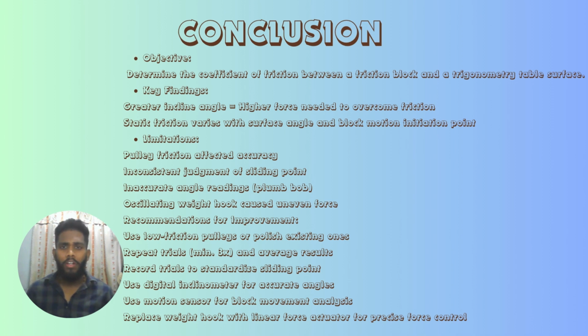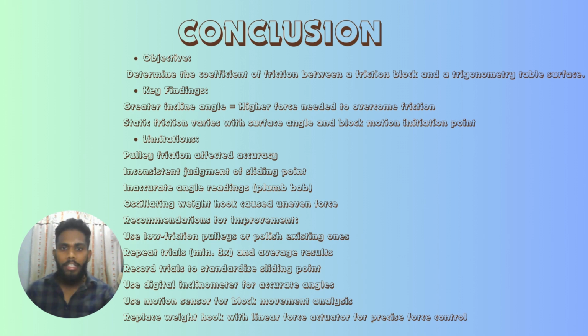Okay, now I'm going to conclude this experiment. The aim of this experiment, friction on the inclined plane, was to determine the coefficient of friction between the friction block and the surface of the trigonometric table. Basically, the magnetic force required to overcome the friction of the block with the surface to start moving was measured under different angles of the inclined plane. The higher the angle of the inclined plane, the greater the magnetic force required to overcome the friction of the block with the surface.